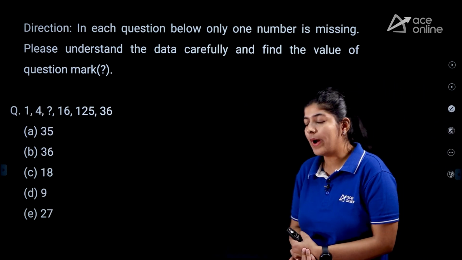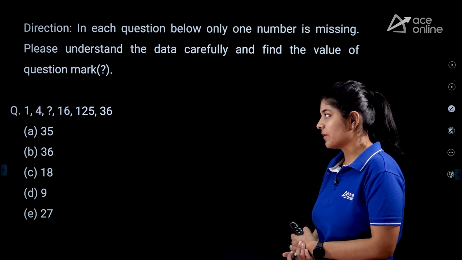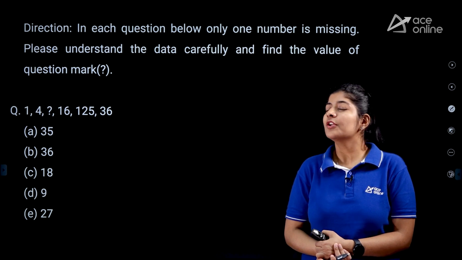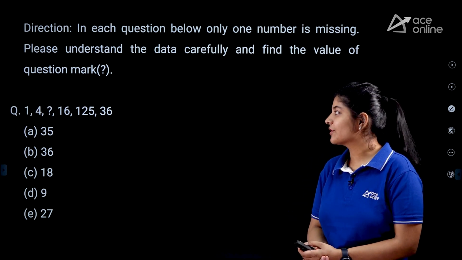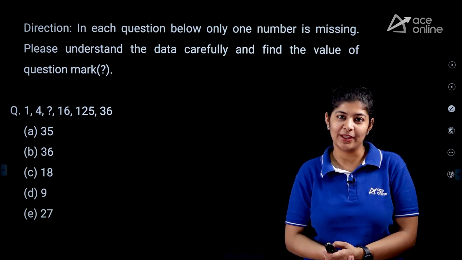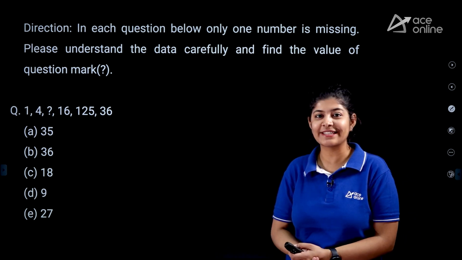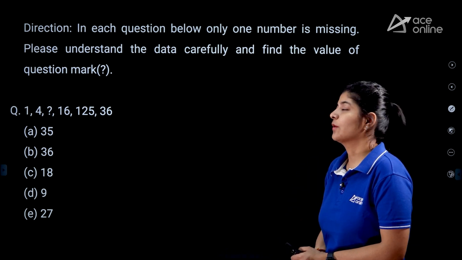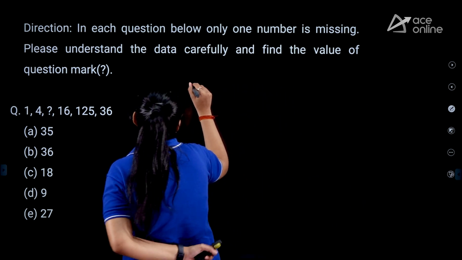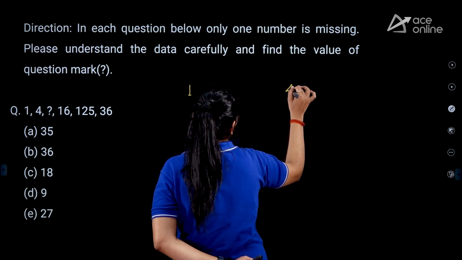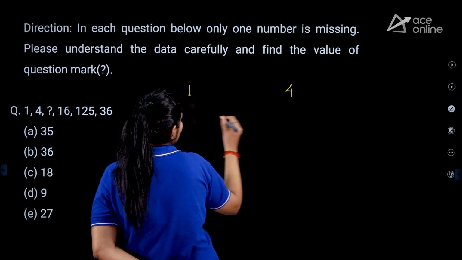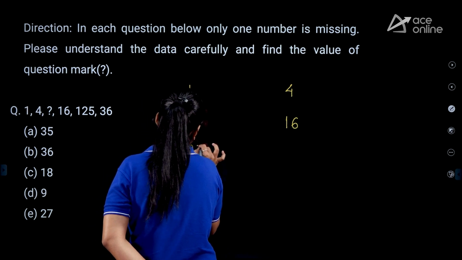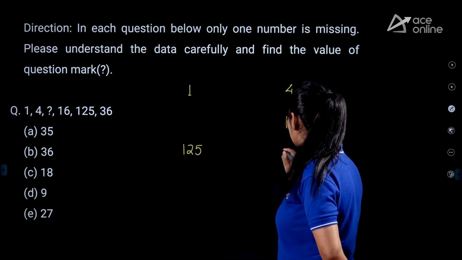The next one is 1, 4, question mark, 16, 125, 36. You can easily determine the correct answer over here because these numbers are very familiar. We can easily detect the pattern over here. Okay, let's see. Here we are having 1, right? After that we are having 4. After that we are having question mark, but after that we are having 16. After that we are having 125, and after that we are having 36.